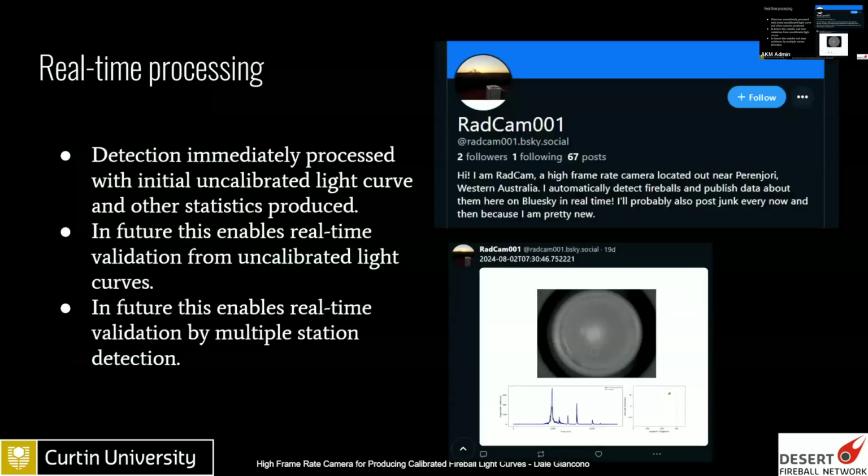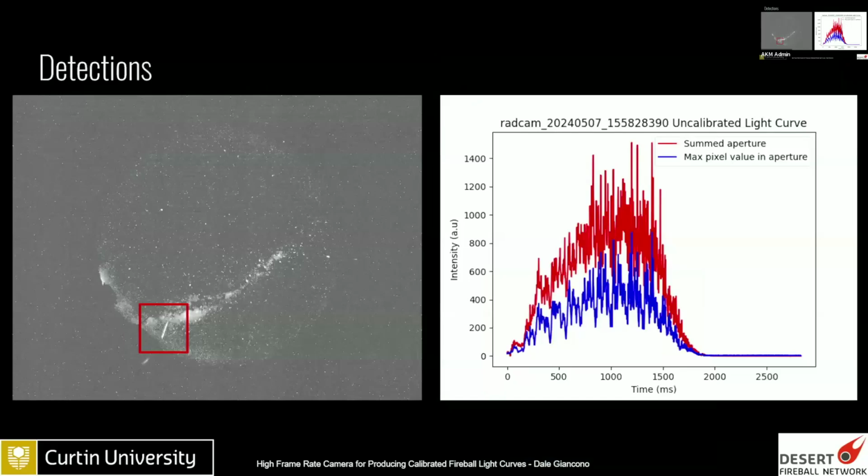We process the data in real time. So after a detection, an uncalibrated light curve is immediately produced. And at the moment, it's published to Bluesky, RadCam 001 at bsky.social, if anyone wants to follow RadCam. We even had a couple of detections last night. We're hoping that in the future, this will enable validation from uncalibrated light curve data of different events in real time. And in theory, we can also do that validation by seeing if multiple stations have detected the same event immediately after the event.